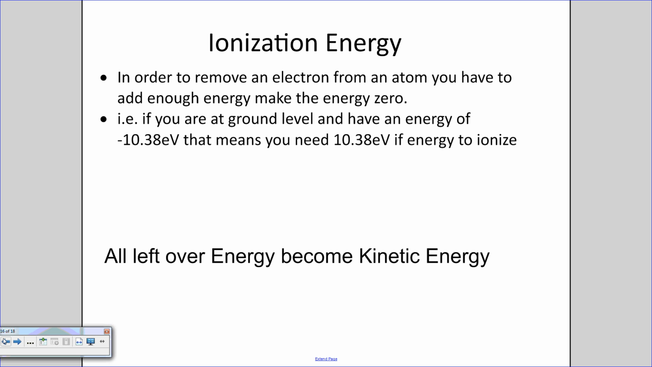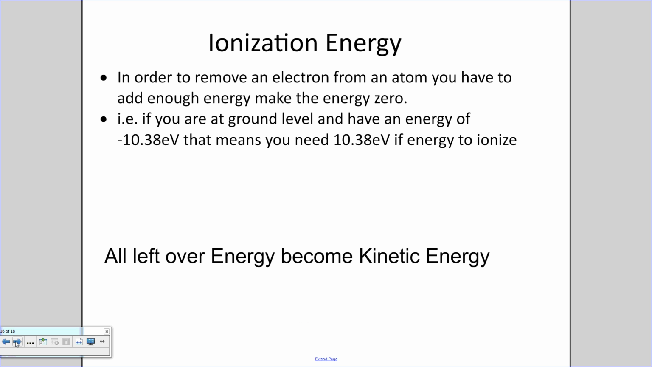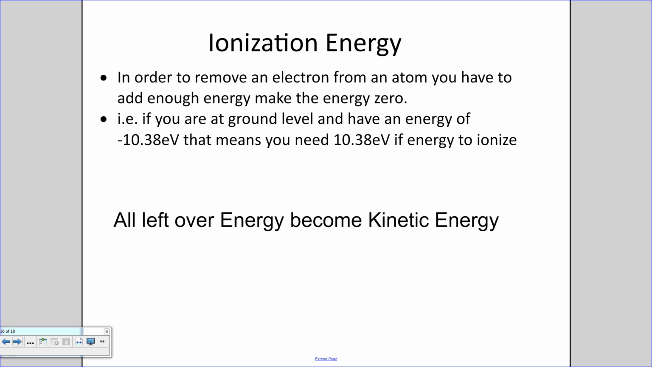Okay, so if you give it just enough energy to leave, it's merely going to leave the electron. Anything extra, so let's say it was here at energy level 1, and instead of giving it 10.38, I gave it 11.38 electron volts of energy, it's going to have 1 electron volt of kinetic energy left over. So all that extra energy is kinetic, which means it's just going to keep flying away. You pushed it, and you gave it extra, so it's just going to fly away.